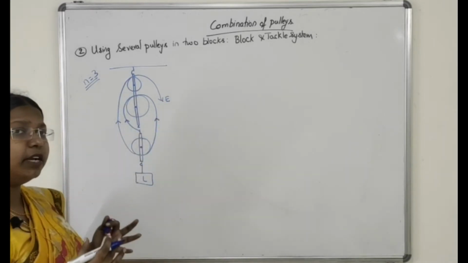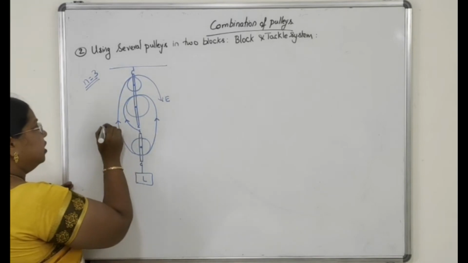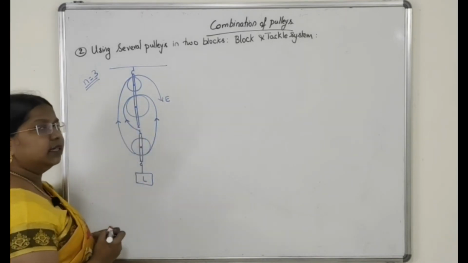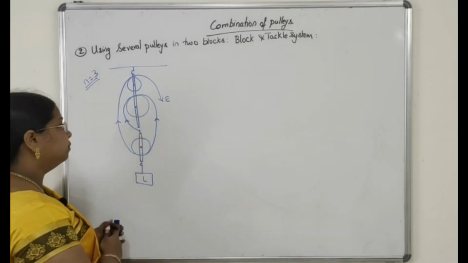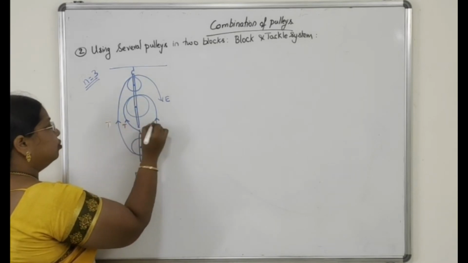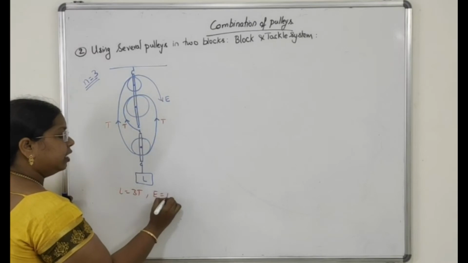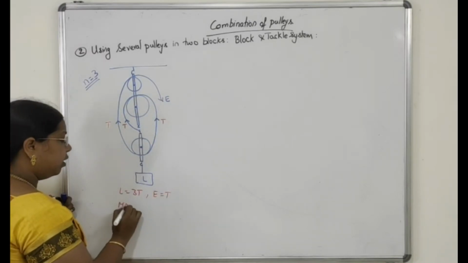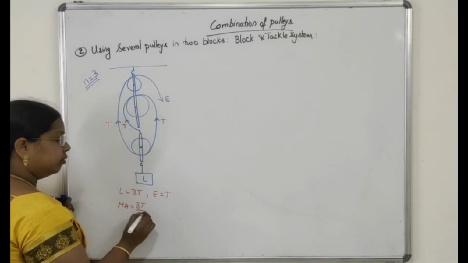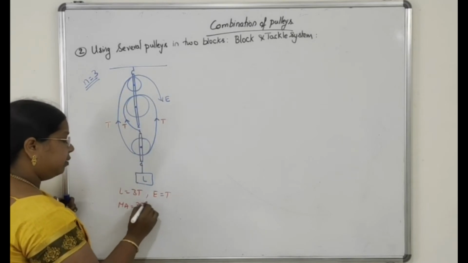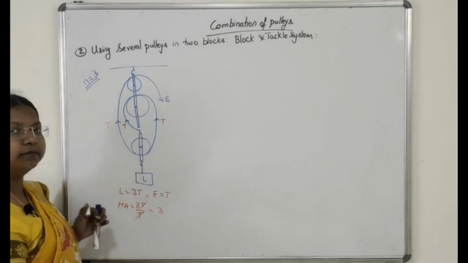So this load is supported by 3 segments of the string, 1, 2 and 3. So your load is equal to 3T. Effort is equal to T. So your MA is equal to 3T by T, load by effort. T and T will be cancelled. So MA is equal to 3.